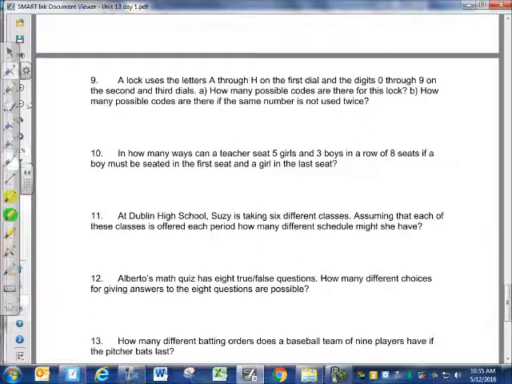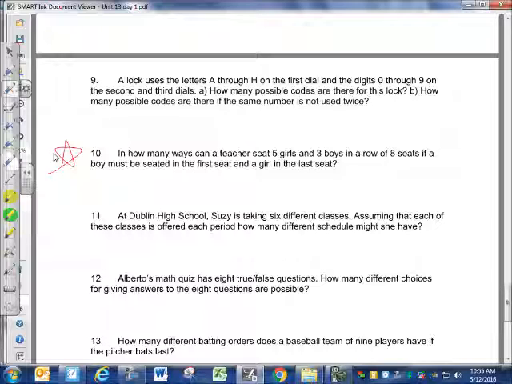Okay, number 10. Go. Let's see if you can get number 10. I thought we were doing all of them. We are going to do all of them, but we're going to do the hard ones first together.